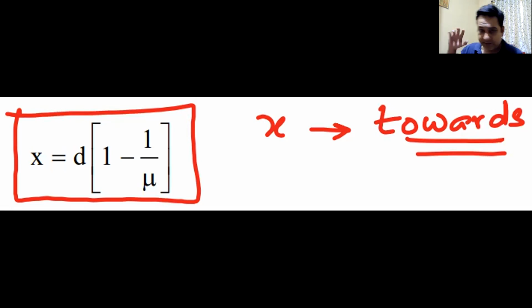You can mark things on your sheet and write this information in the sheet. The amount x is d into 1 minus 1 by mu. d is the thickness of the slab. Mu is the refractive index of the slab. And this x is shifted towards the slab. Have you noted this down, everyone?